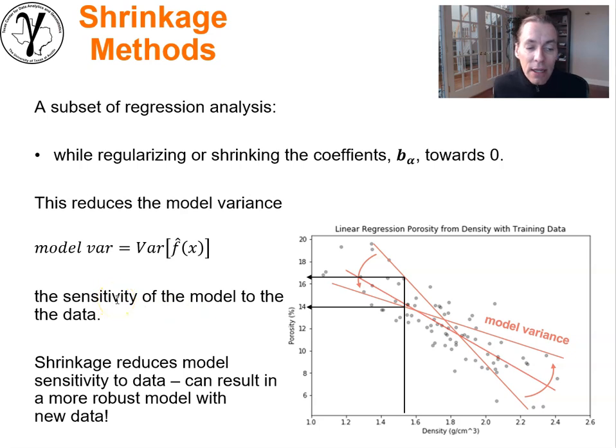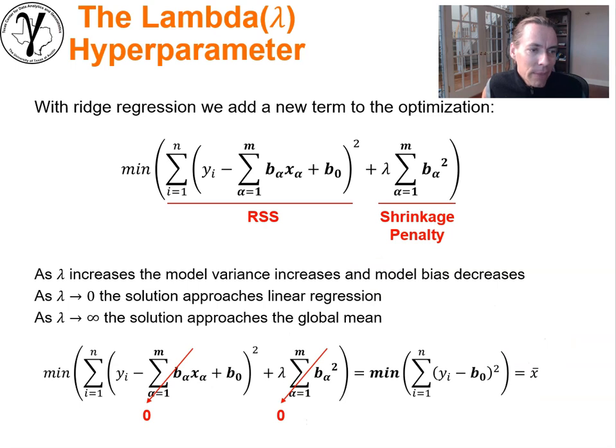The sensitivity of the model to the data is going to decrease. The shrinkage will reduce model sensitivity, and the result is we might actually have a better model because it's more robust, even though you can see we have added model bias. Now, let's just think it through. What would be the impact of these lambda coefficients on the model? So I always like to take the extreme cases to really understand what's going on.